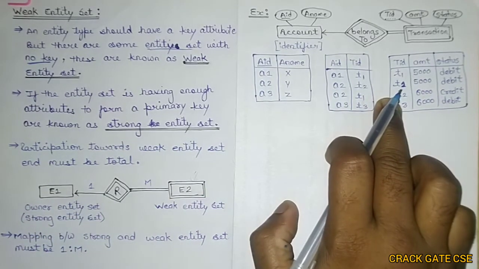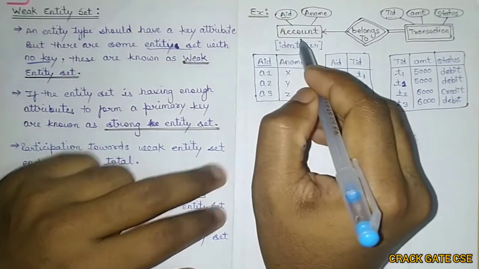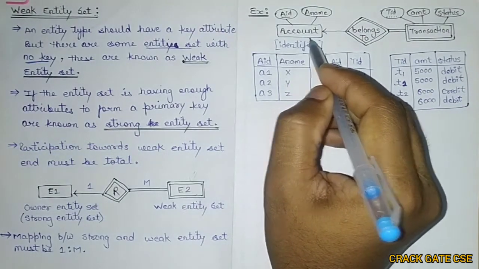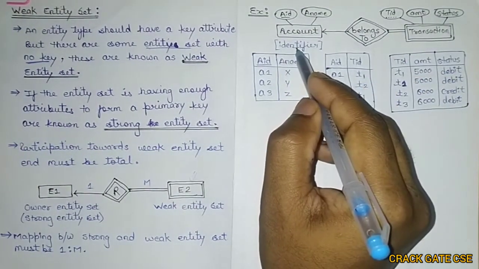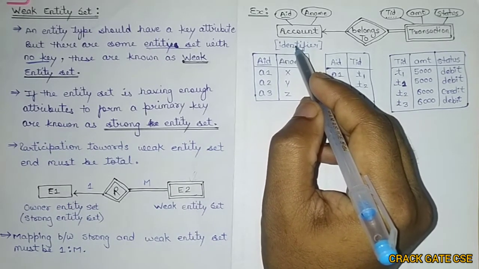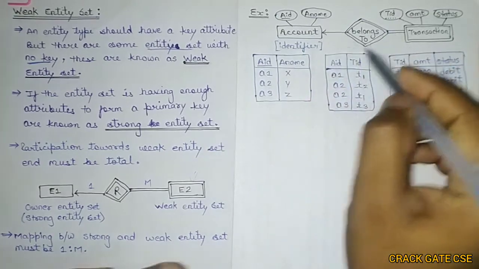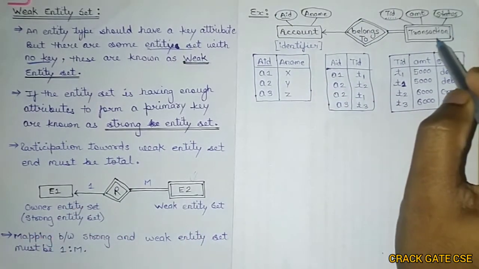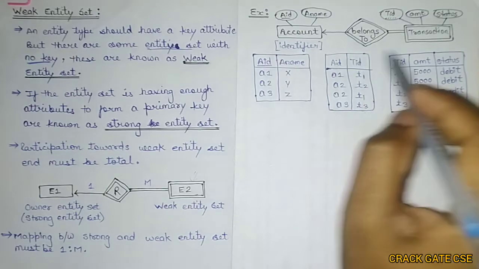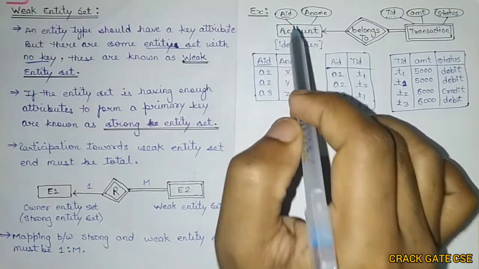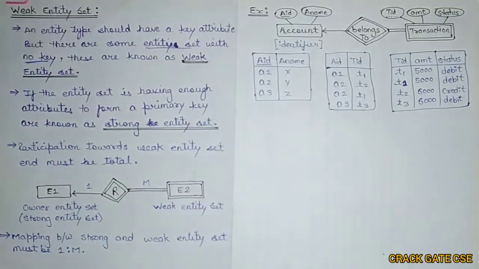So see, this is an example. In this example I am having the account entity set, which is the identifier, or we can say owner, or we can say strong entity set. So these all are the same thing. This is the identifier, because the identity of the weak entity set and the relationship is because of this particular entity. That's why it is known as identifier entity set or strong entity set.